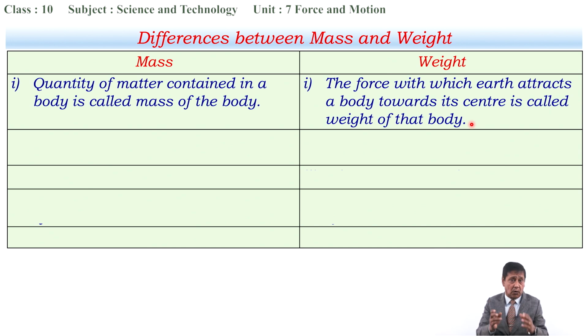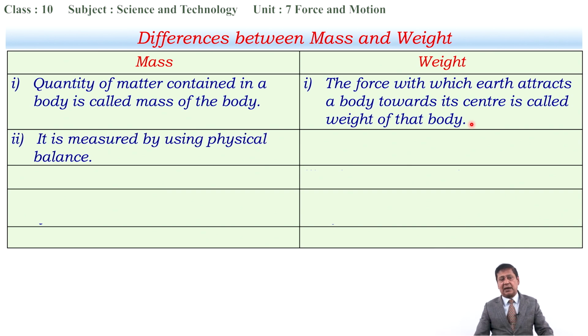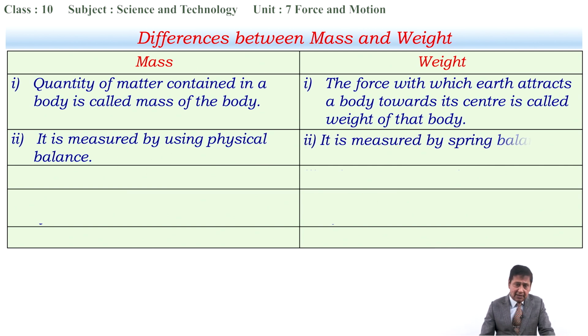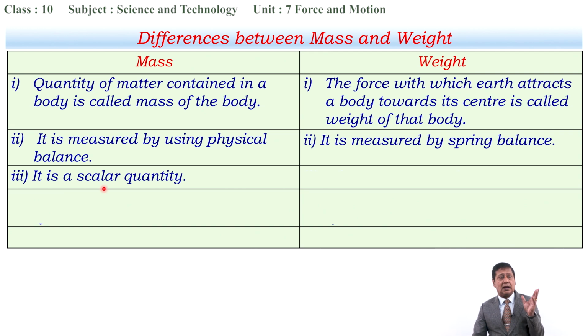But if you are told to give different differences between mass and weight, then you can say more than one point. The second point can be: mass is measured by using a physical balance, which is also called a beam balance. Just before this, one simple representation of a beam balance or physical balance was shown. You have seen that. Mass is measured by using what? Physical balance. But weight is measured by using what? Spring balance.